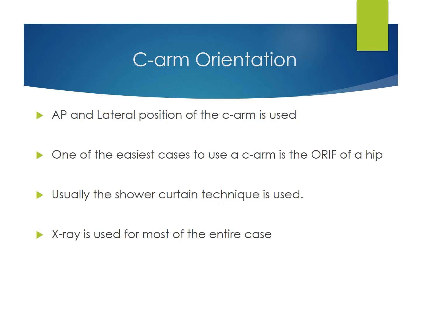C-arm orientation. AP and lateral position of the C-arm is used. One of the easiest cases to use a C-arm is the ORIF of the hip. Usually a shower curtain technique is used. An X-ray is used for most of the entire case.